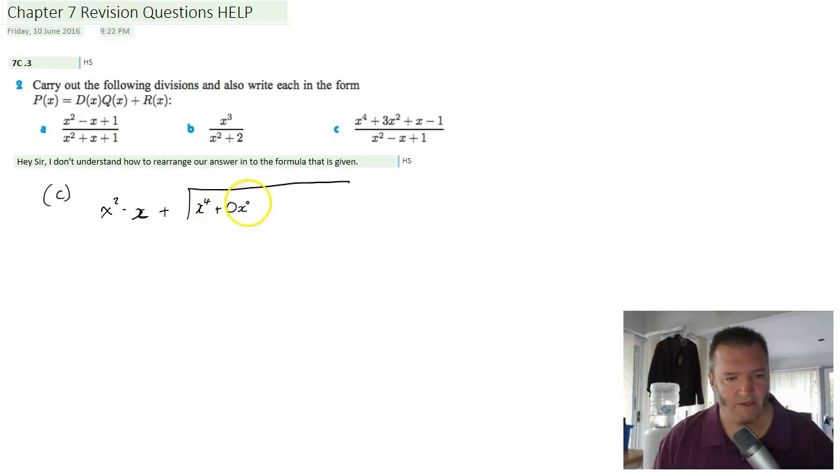Now, remember, I'm going to do C here. When we have a power that's missing, so we go from x to the power of 4 to x squared, just put in the 0x cubed. It just helps line everything up and make sure everything works beautifully.